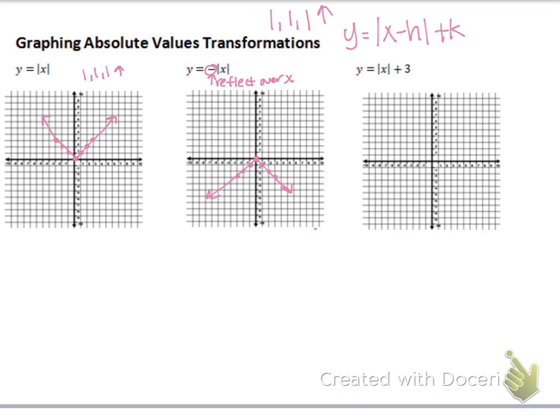Okay, this means it's going to be shifting up 3. So my h value is still 0. Now my k value is 3. So my point that was normally sitting on the origin is now sitting at 0, 3. There's nothing in front to multiply by, so I'm going up 1 over 1, repeating that, and left 1, up 1, repeating that. And there is my V shifted up 3.